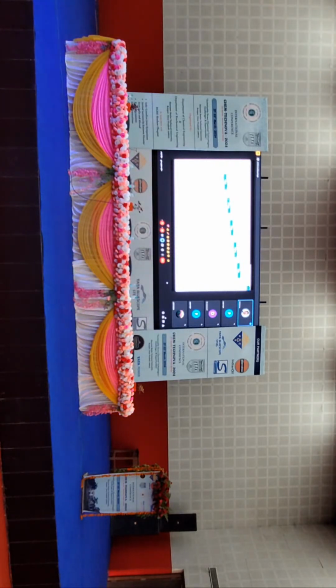PHEV means plug-in hybrid electric vehicle. BEV is the battery electric vehicle. FCEV is the fuel cell electric vehicle. And SEV is the solar electric vehicle. Okay, so these are the different terminologies that we have.